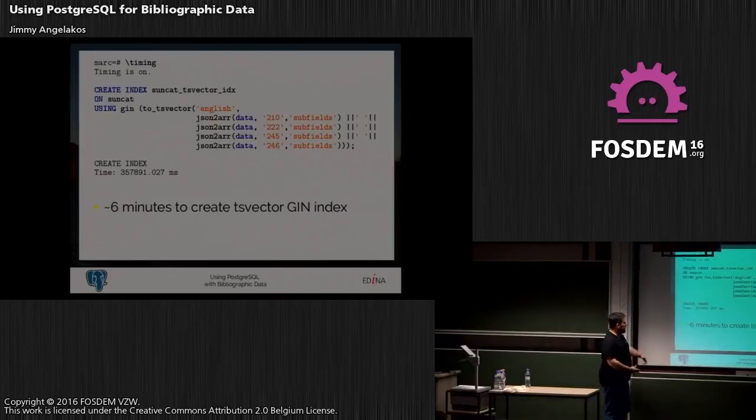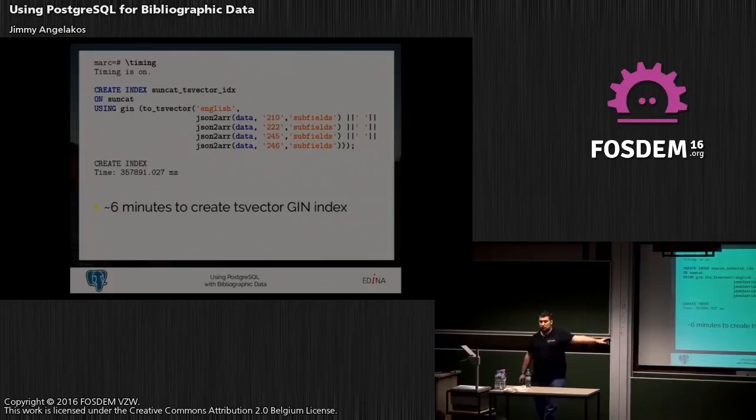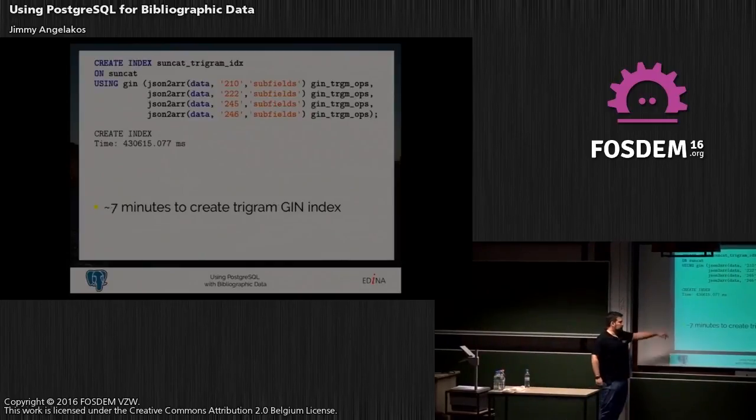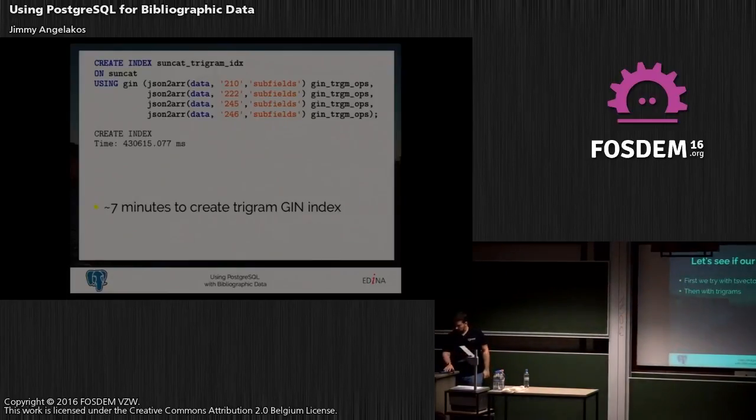So we create our index, and it takes around 6 minutes to index 6.2 million records, which isn't bad for a TS vector index. Our trigram index takes a bit more. It takes about, this is on a desktop machine, it's nothing fancy, about 7 minutes to create the index on the fields that we care about, the title fields.